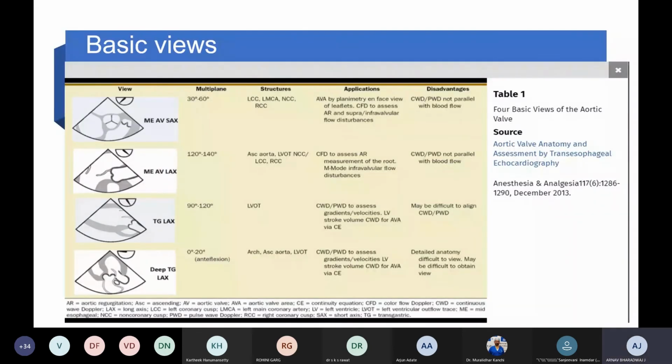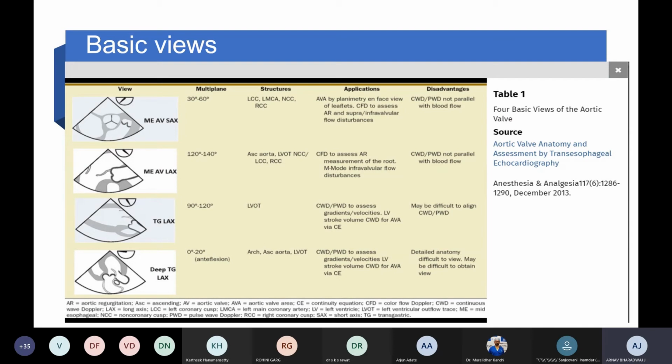So to assess the aortic valve, we have four basic views. They are two mid-esophageal and two transgastric views. Before explaining this, we will visit the basics of the probe as well as how to get the best views. So we have a transesophageal probe which has got 8 movements, that is advancement, withdrawal, right and left rotation, multiplane angle rotation from 0 to 180 degrees, and anteflexion.